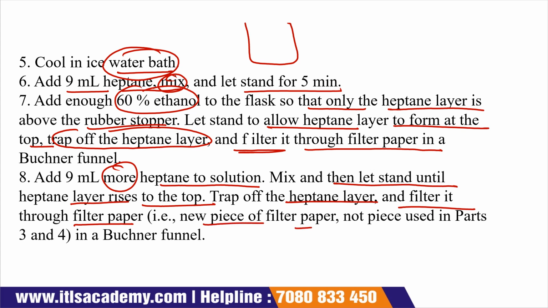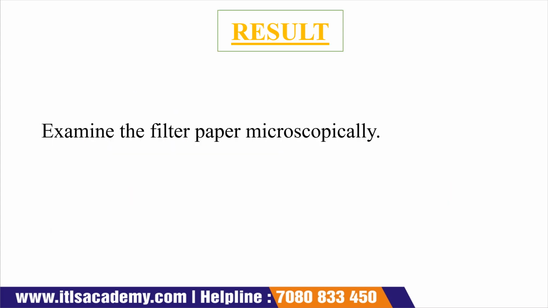That is a new piece of filter paper, not the piece used in parts three and four in the Buchner funnel. So here what should we do? We use a fresh filter paper. Now we examine the filter paper under a microscope so that if any extraneous material is present, it can be visualized. So this is all about the determination of extraneous material in potato chips.